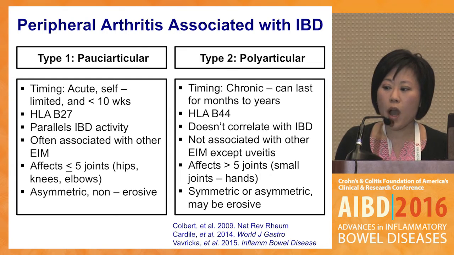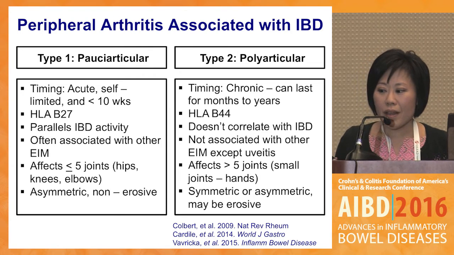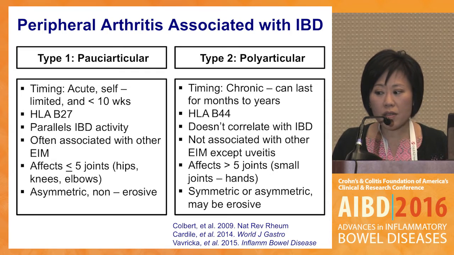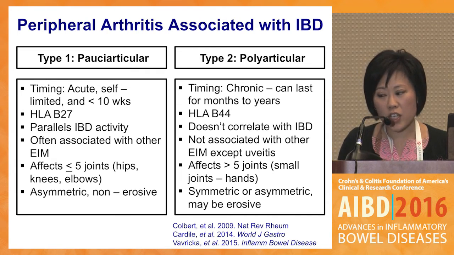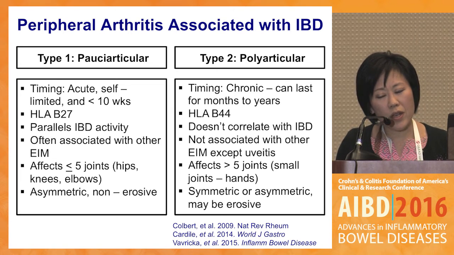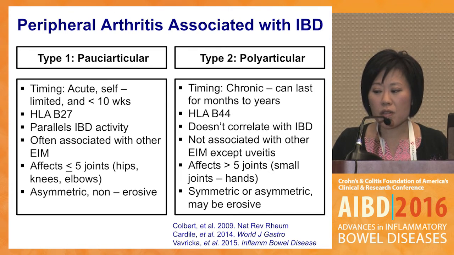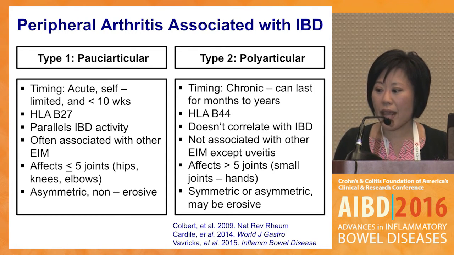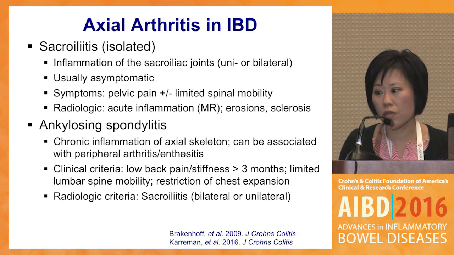Versus the type 2 or polyarticular, where it could be chronic, HLA-B44 positive, often does not correlate with IBD GI tract activity. And the only EIM it's usually associated with, if there are other EIMs, will be uveitis, affects often greater than 5 joints, and can be either symmetric or asymmetric, and it may be erosive.